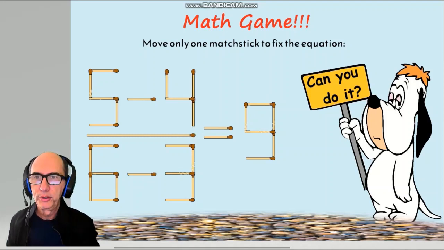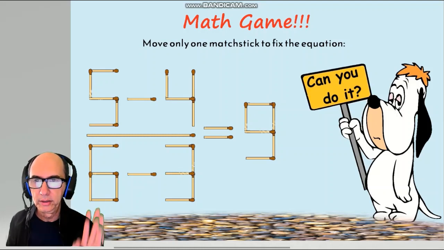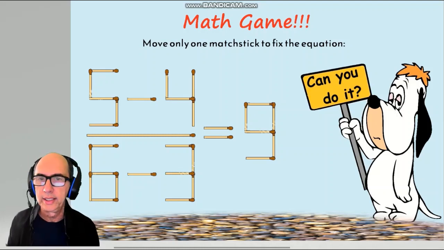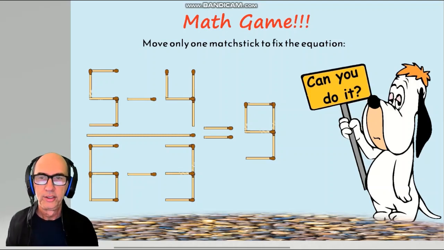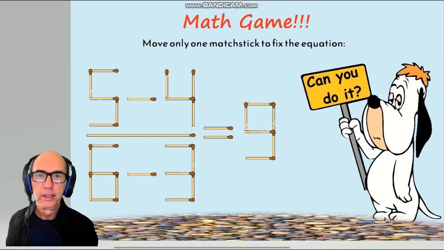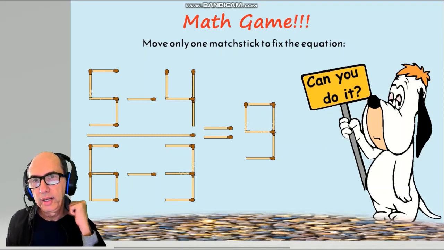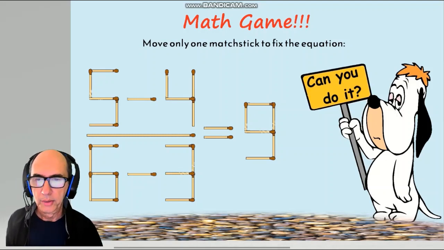Look, 5 minus 4 over 6 minus 3. 5 minus 4 is 1, 6 minus 3 is 3, 1 over 3 does not equal 9. So something is wrong. You have to move just one matchstick to fix this equation. Take from one place, move to a different place, and try to fix the equation. Okay, we will check the answer later.